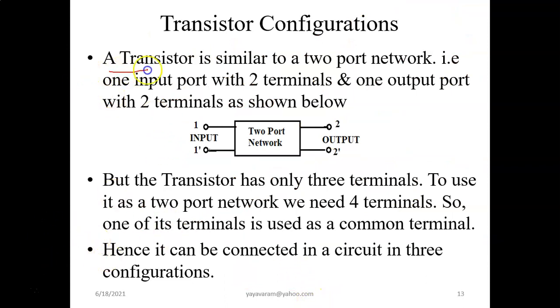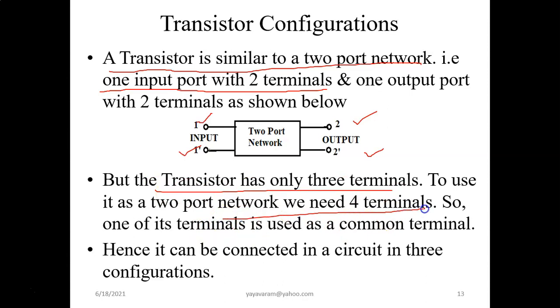A transistor is similar to a two-port network. That is one input port with 2 terminals, and one output port with 2 more terminals. Total 4 terminals. But the transistor, as you have seen in the explanation, has only 3 terminals. Hence, to use them as a two-port network in a circuit, I require 4 terminals.